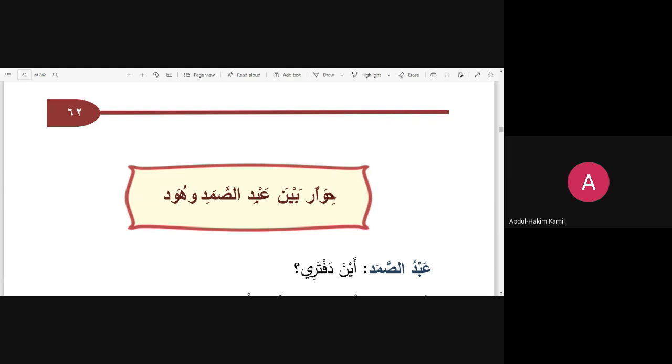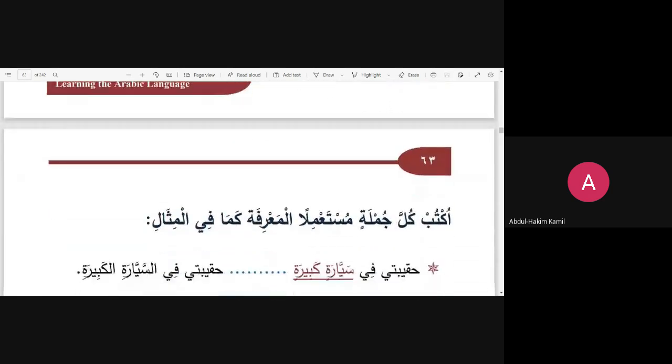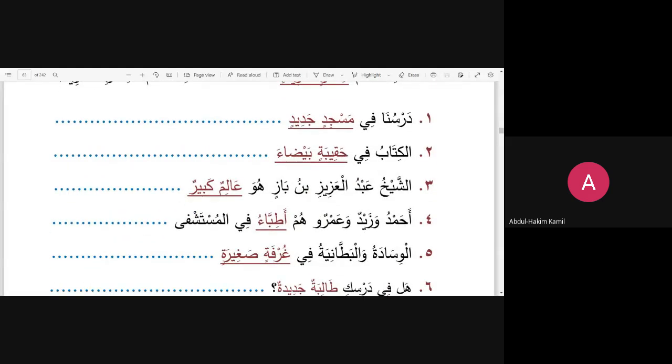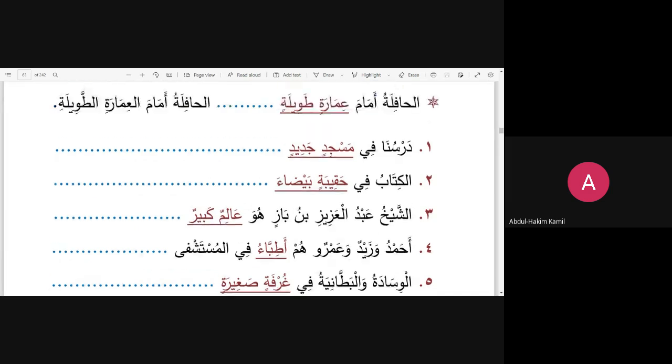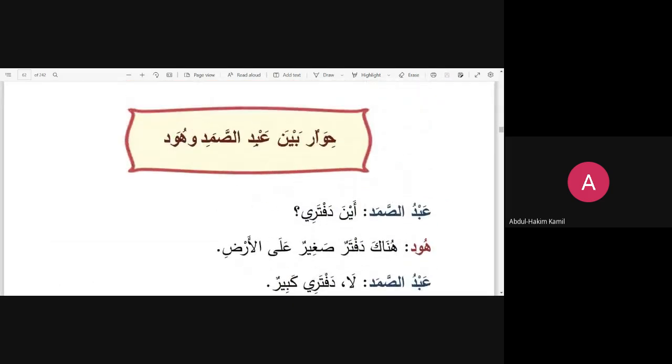Oh, hold on. Somebody asked why there are two tanween on a tip bar. There are two tanween there, yeah. I didn't understand that question. There's no two tanween on a tip bar.